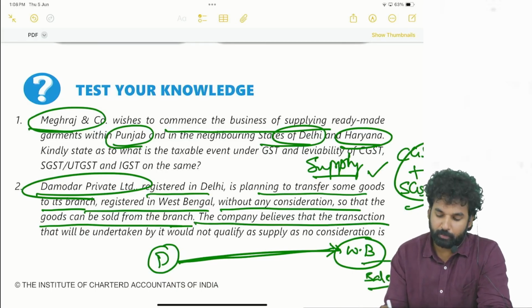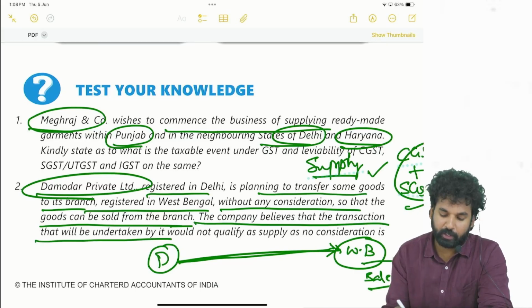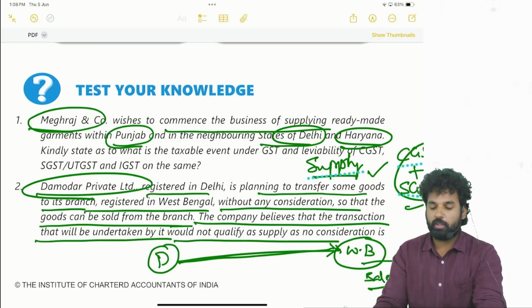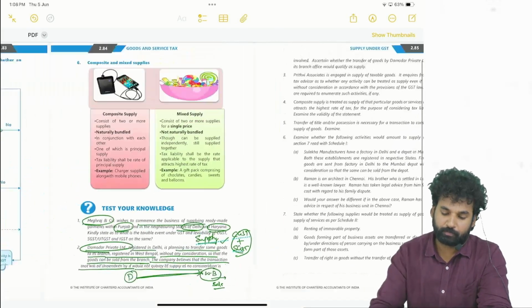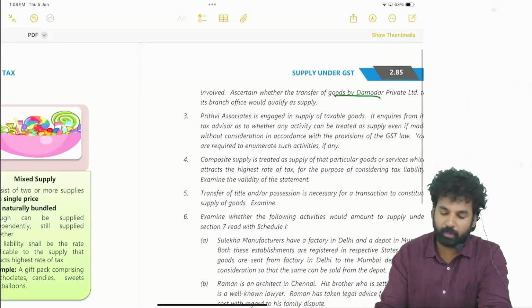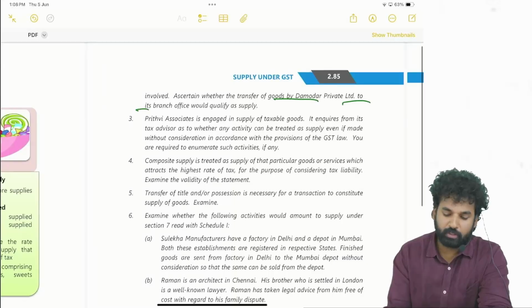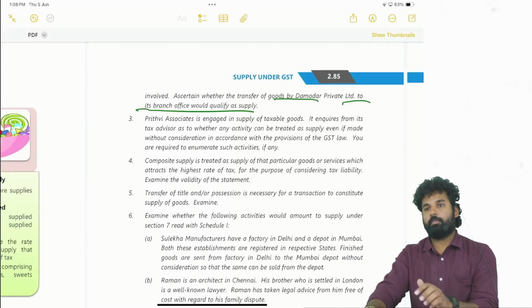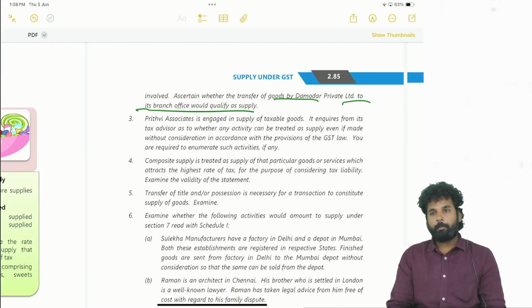The company believes the transaction that will be undertaken by it would not qualify as supply, as no consideration is involved. Ascertain whether the transfer of goods by Damodar Private Limited to its branch office would qualify as supply or not. Just tell me.